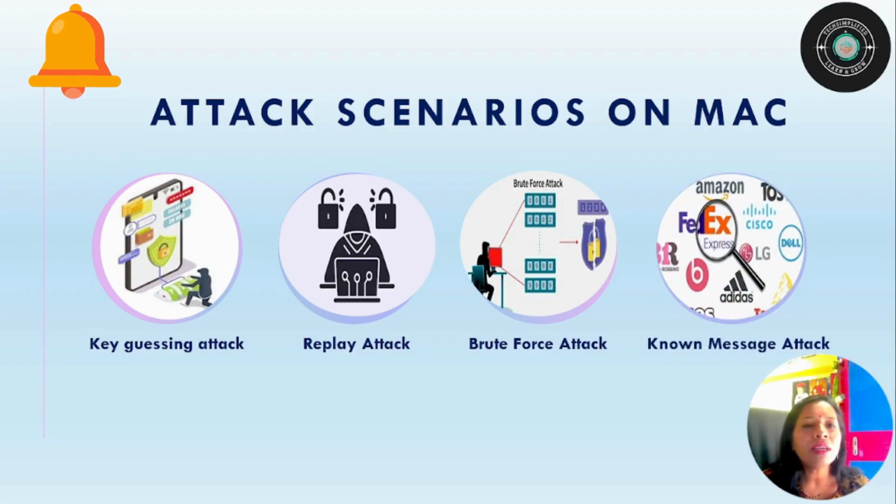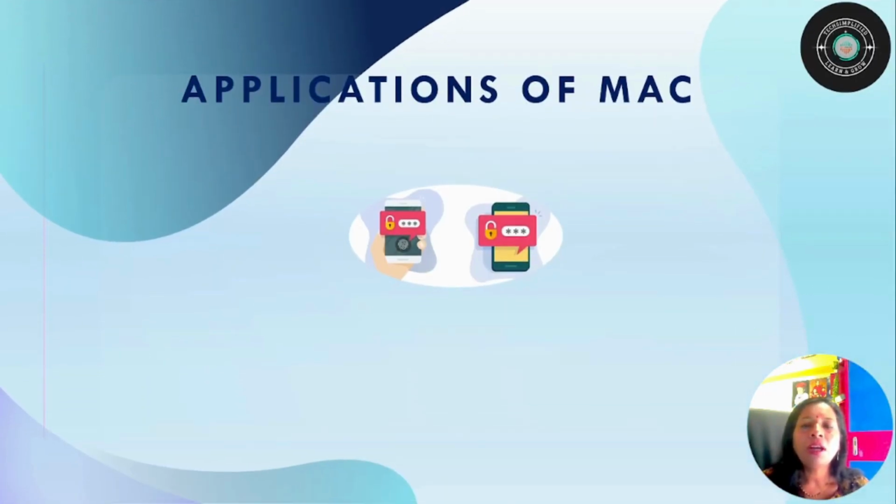The next one is a known message attack. In this attack, the attacker observes multiple valid message-MAC pairs and tries to analyze the patterns. A strong MAC algorithm ensures that even if many message-MAC pairs are known, generating a new valid MAC without the key remains computationally infeasible.